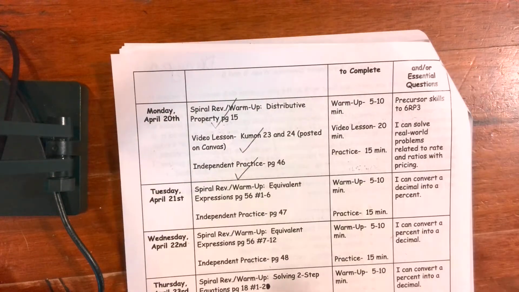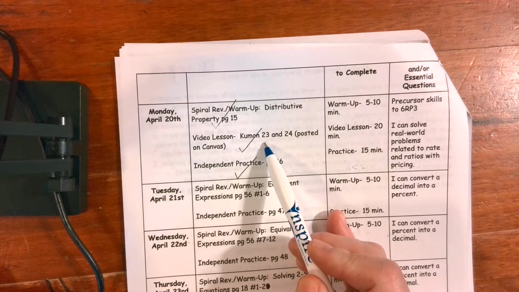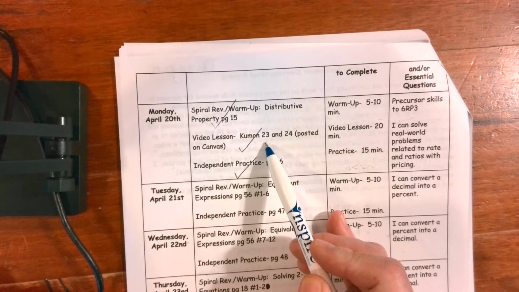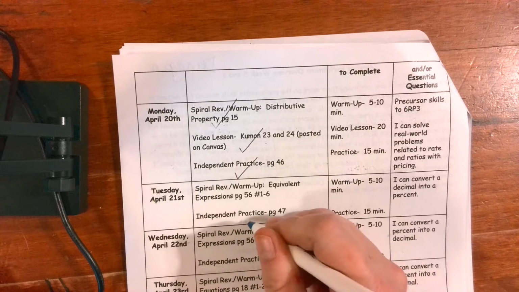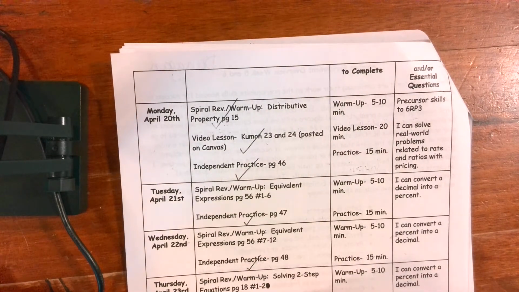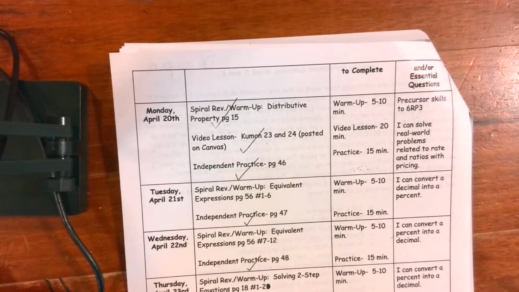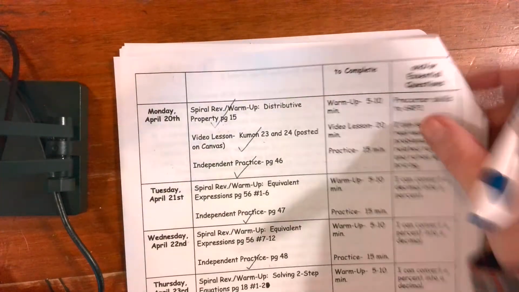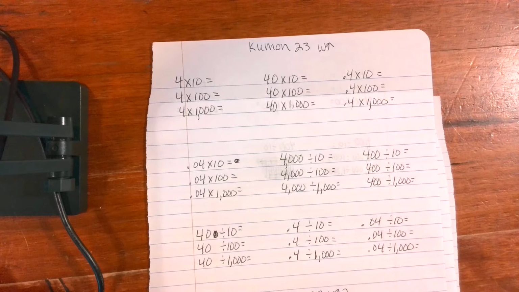This is your lesson video that's going along with Kumon 23 and 24. And this is your independent practice for Tuesday, Wednesday, and Thursday. I'm probably going to do this in a couple of different videos. All right, so we're going to start.